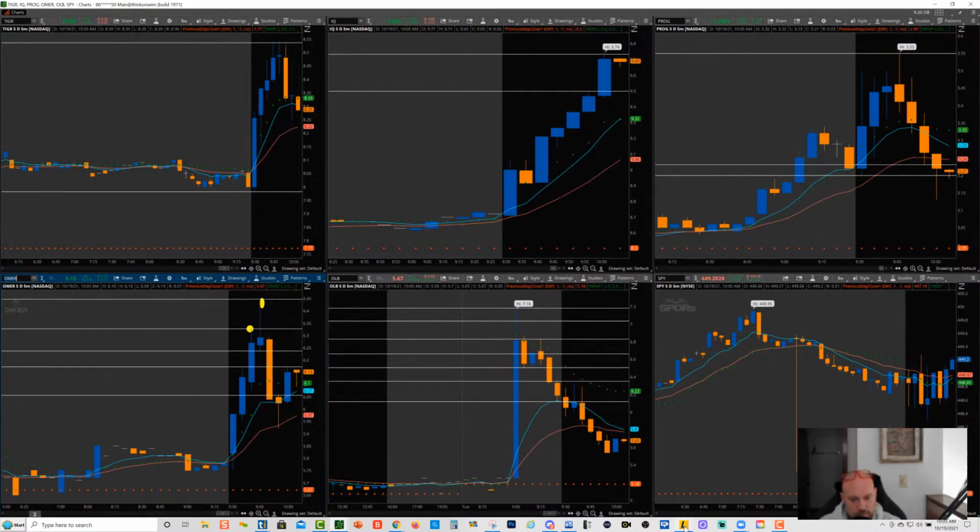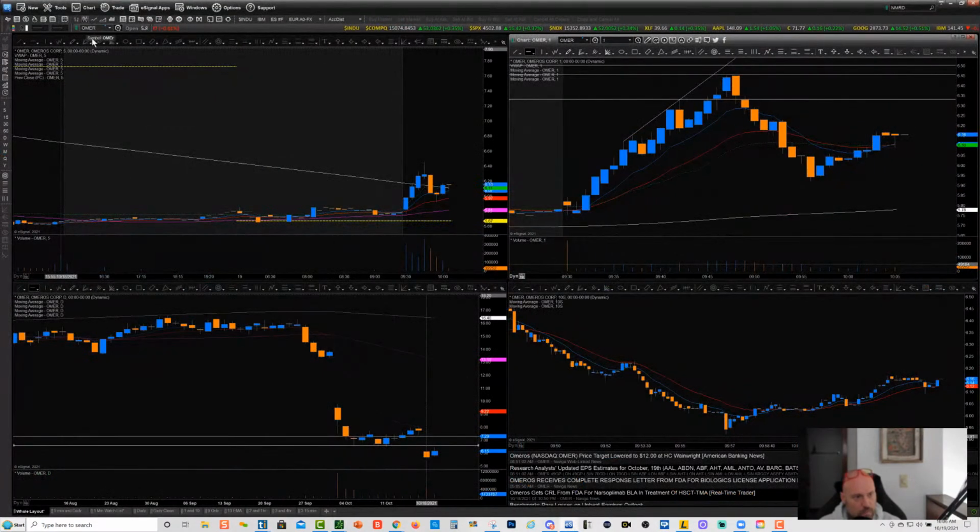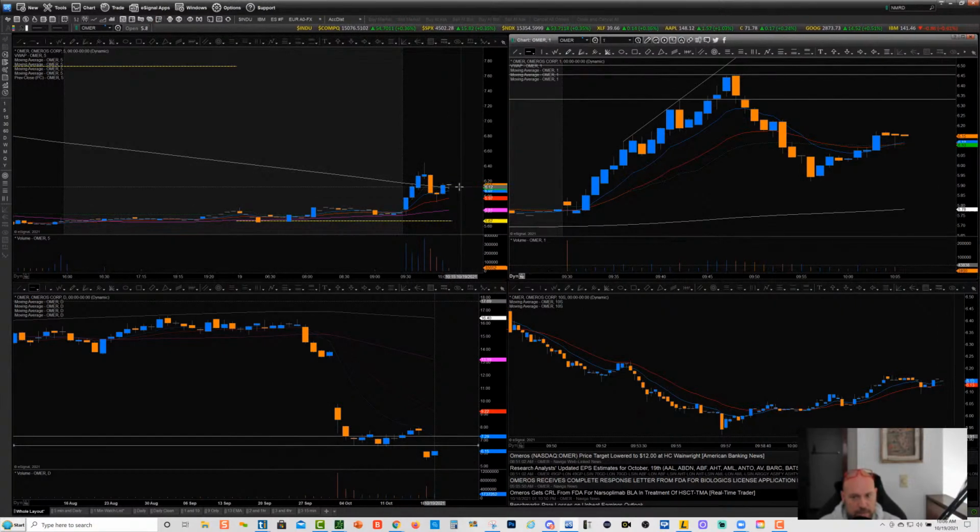OMER is intriguing. So now I start to drill in and I say, okay, let's take a look at OMER. Oh, still have it up here on my chart. So yeah, going back to this OMER, bouncing off that 200 SMA on a 5 minute, above that 9 EMA, VWAP, kind of a crossover here on a 1 minute. This is intriguing to me.